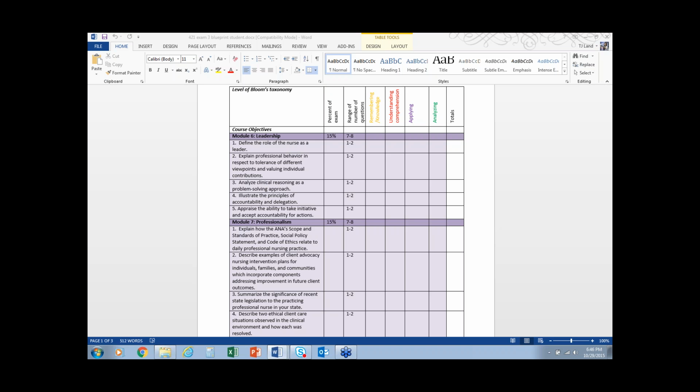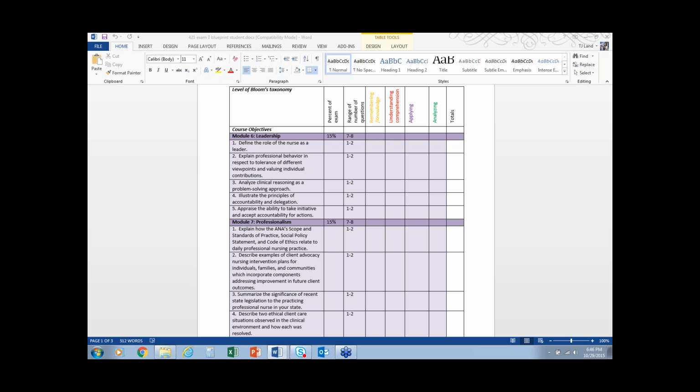So looking at objective 2, it says you are to explain professional behaviors in respect to the tolerance of different viewpoints and valuing individual contributions. So first of all, what does that mean? How does that fit into being a component of a nurse leader?